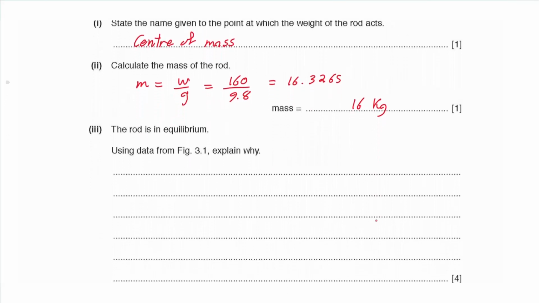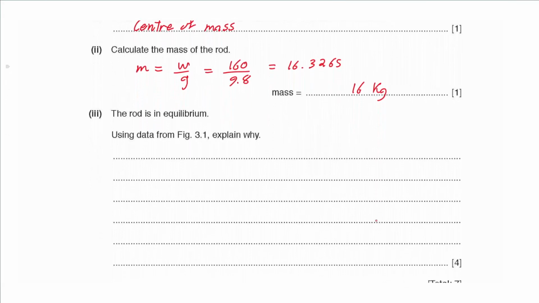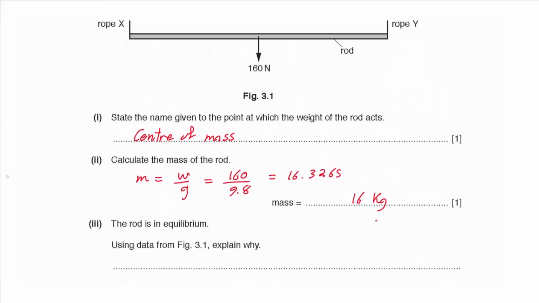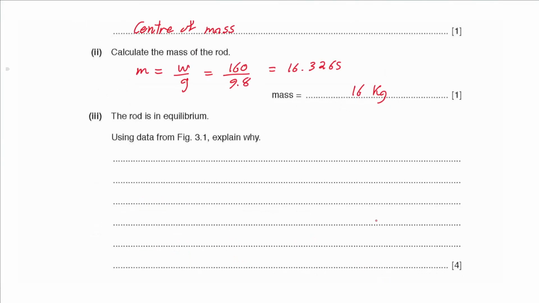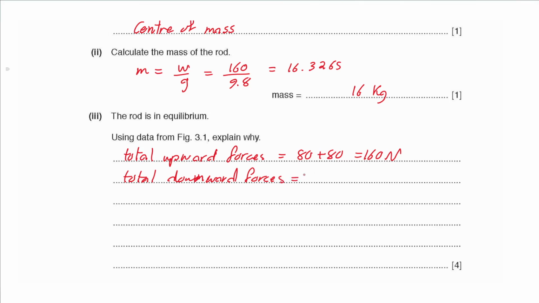Part (iii) says the rod is in equilibrium. Use data from figure 3.1 to explain why. We need to check that the resultant force is 0 and the resultant moment is also 0. Checking the forces in the diagram, we have two upward forces and one downward force, and the two upward forces each are 80. So we write down total upward forces equals 80 plus 80. That gives a total of 160 newtons, and the total downward force is one force of 160 newtons, so they are balanced or they cancel each other.